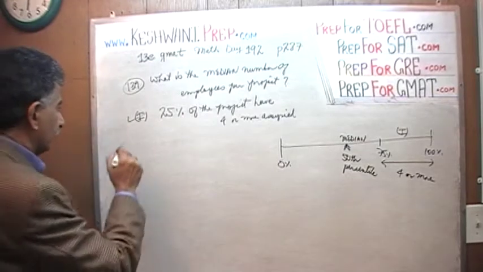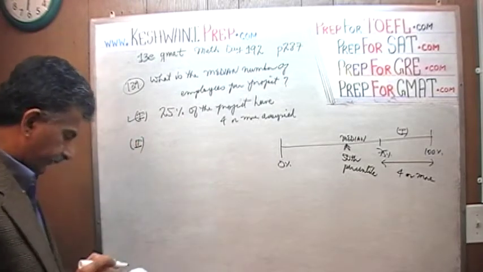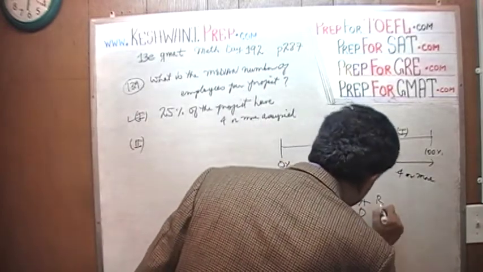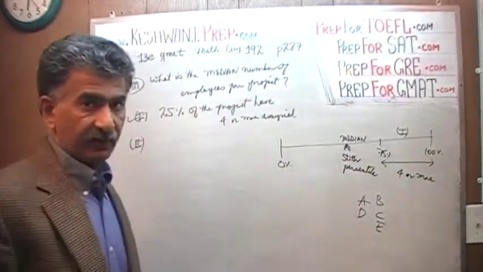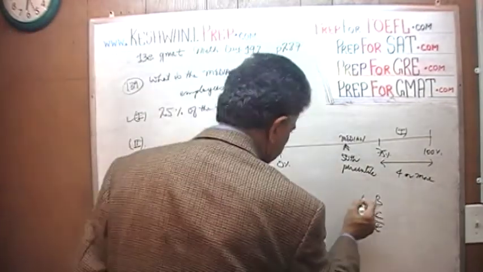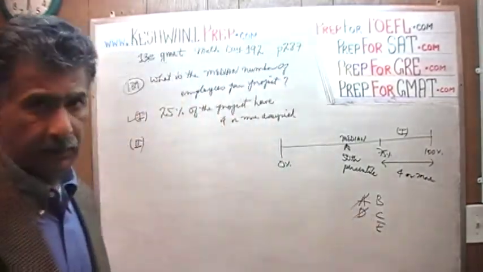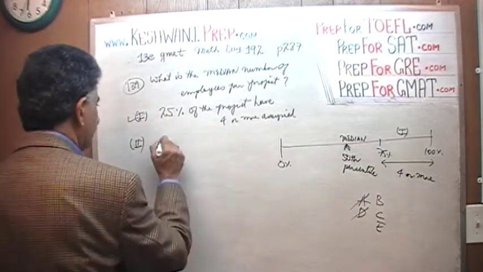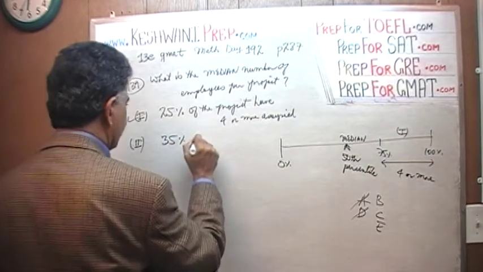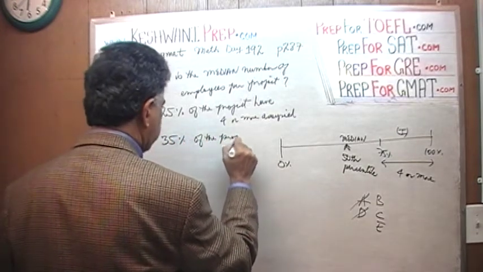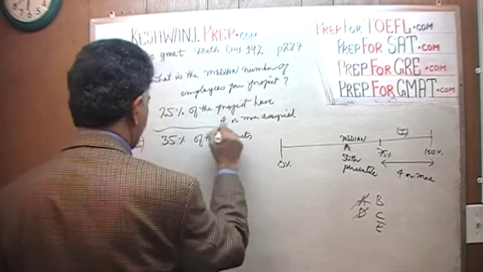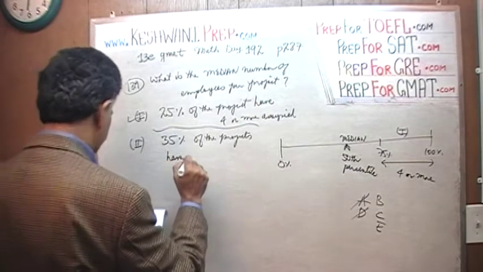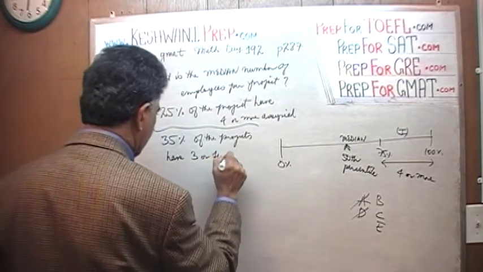The first statement by itself is no good. Let's look at the second statement. Because the first statement by itself is not sufficient, we know now the answer cannot be A or D, it would have to be B, C, or E. In the second statement they tell us 35% of the projects have 3 or fewer.